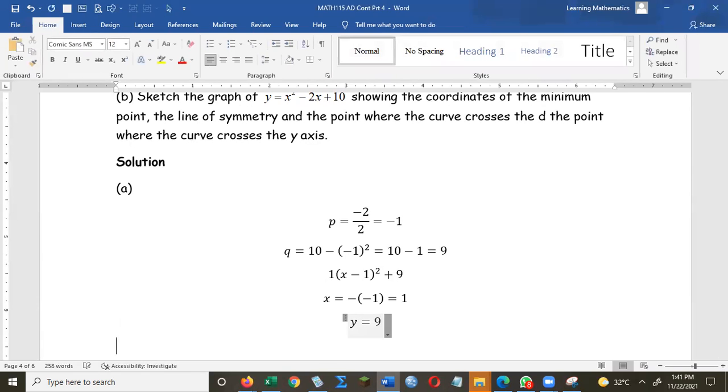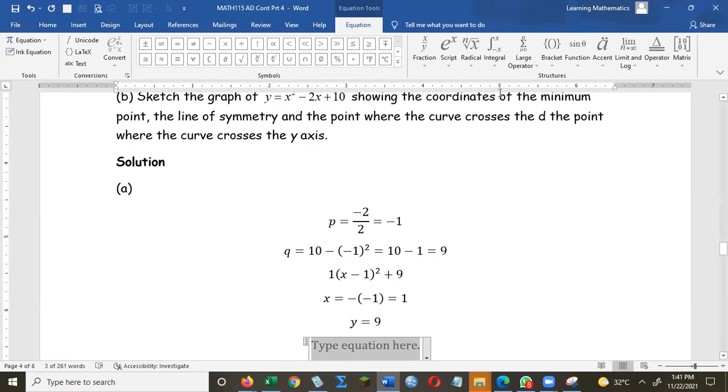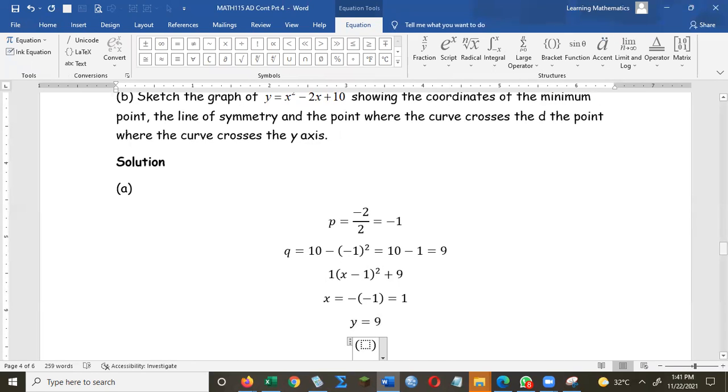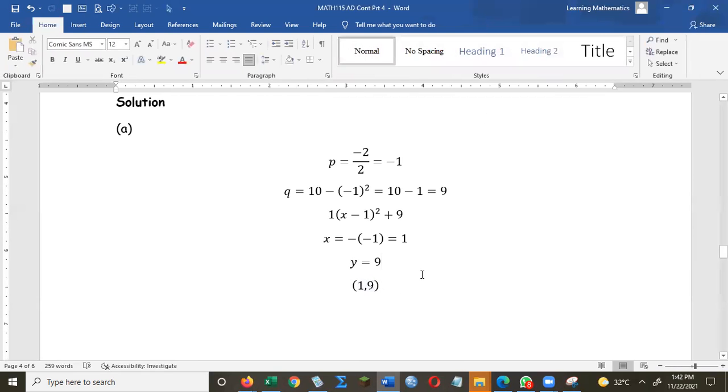So the minimum point you're looking for, x comma y, is 1 comma 9. 1 comma 9. So that will be for part A.